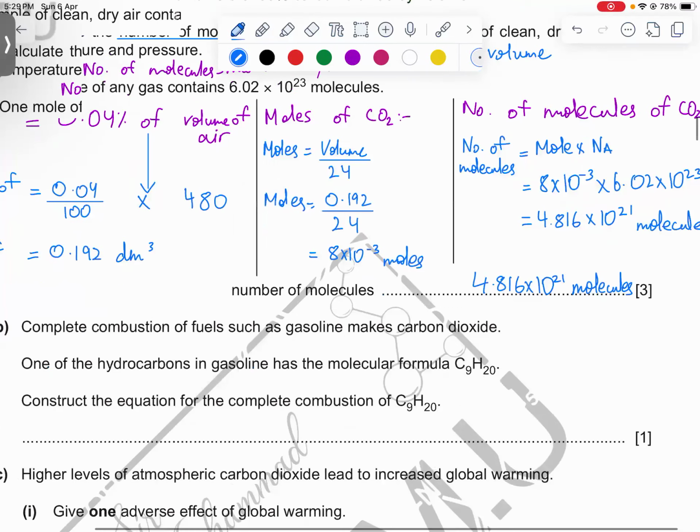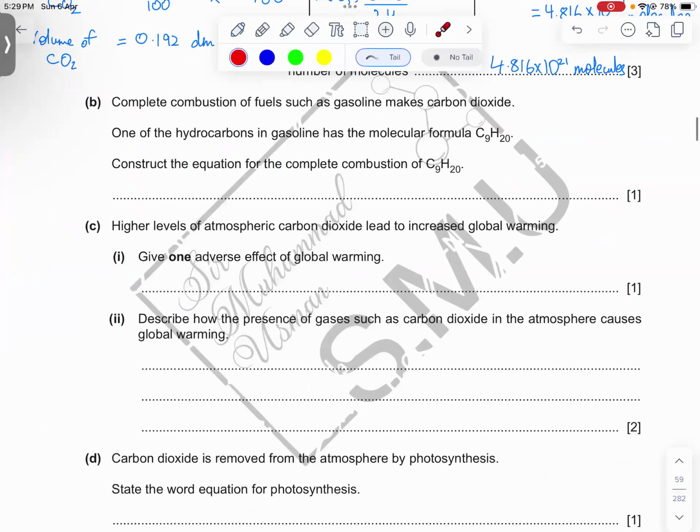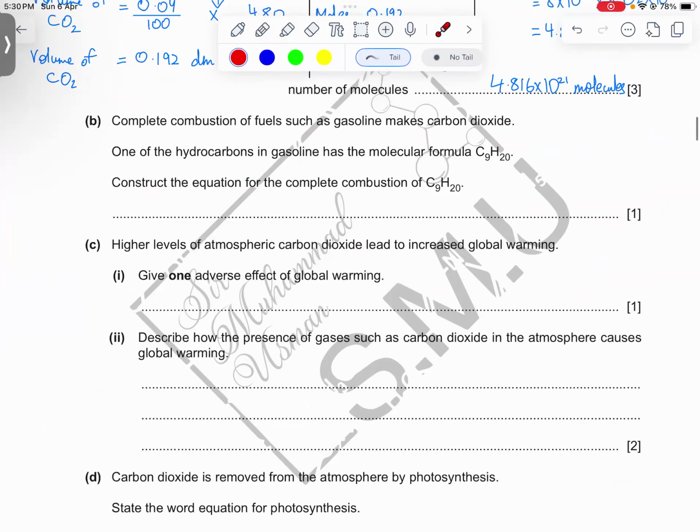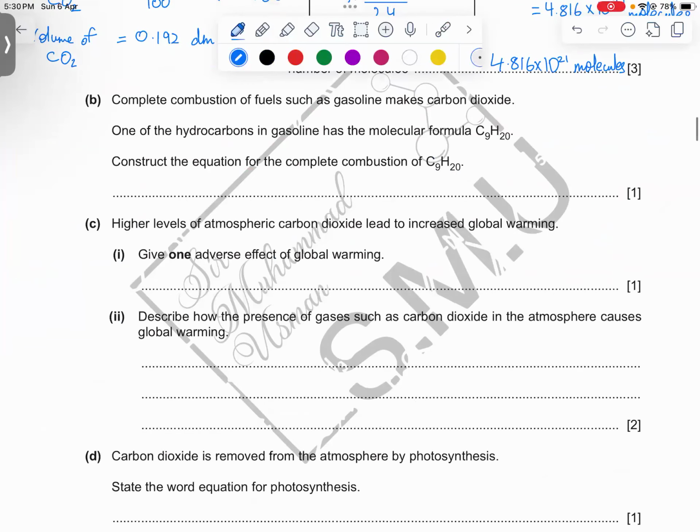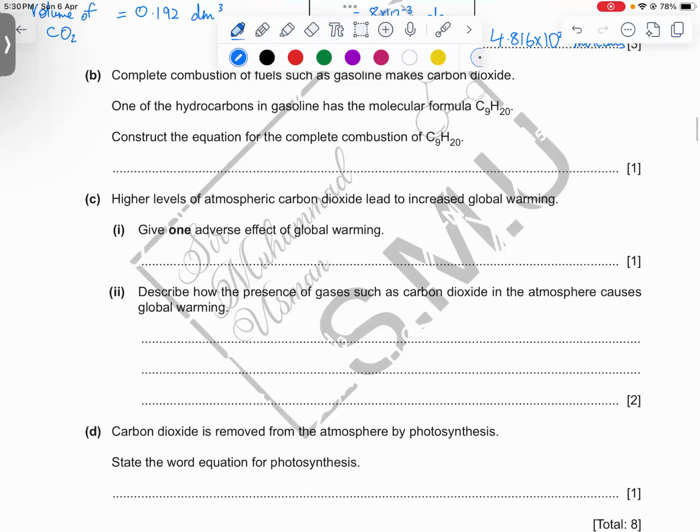Next question. Complete combustion of fuels such as gasoline makes carbon dioxide. One of the hydrocarbons in gasoline has the molecular formula C9H20. Construct the equation for complete combustion of C9H20. All right. So we want to construct the equation for complete combustion of C9H20. How are we able to do that? It's very simple. It says complete combustion. So you are going to say C9H20 plus O2.